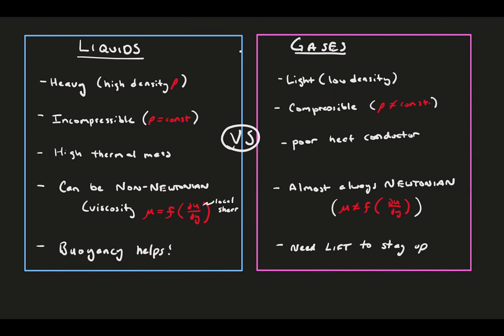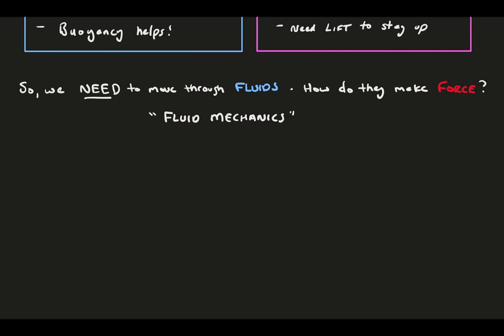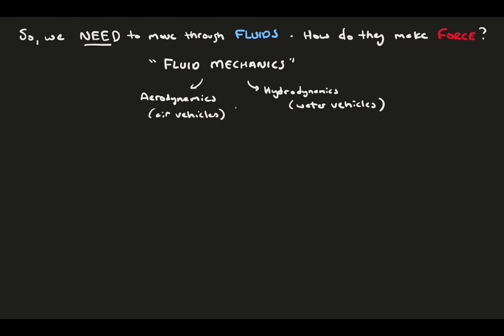So we accept the fact that we need to move through a fluid, and in many cases the fluid itself is important. How specifically does a fluid make force? There are dedicated areas of study to this very question. Specifically, fluid mechanics is the study of fluid motion and forces due to that motion. Aerodynamics is a subset of this, focusing on vehicles moving through the air, and hydrodynamics focuses on vehicles moving through the water. Regardless of the fluid, they obey one main law, Newton's second law, or F equals ma. A change in the momentum of a particle must be due to force.